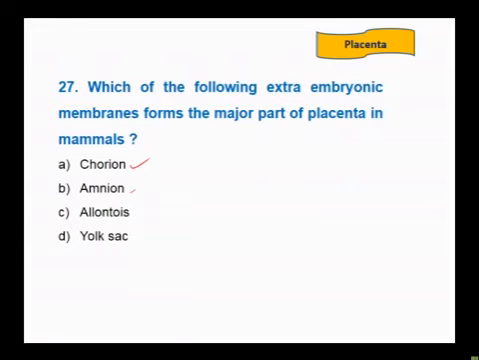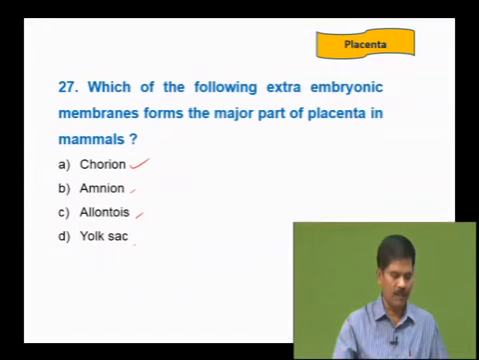Amnion is the membrane immediately surrounding the fetus. Allantois is another fetal membrane. Other one is yolk sac. The right option is A.